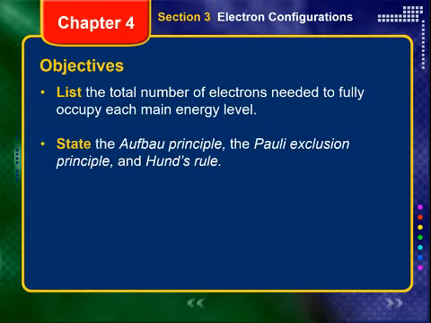After this video, I want you to be able to list the total number of electrons needed to fully occupy each main energy level. And I want you to be able to state the Aufbau principle, the Pauli exclusion principle, and Hund's rule.